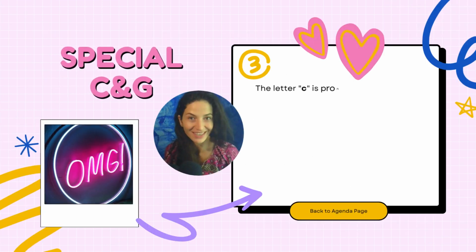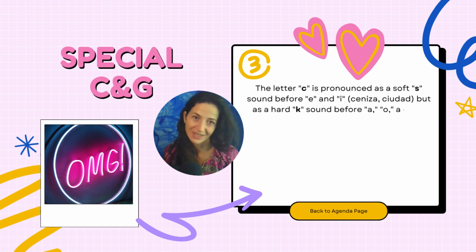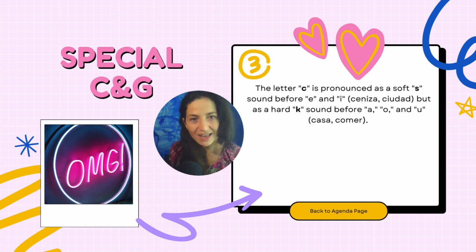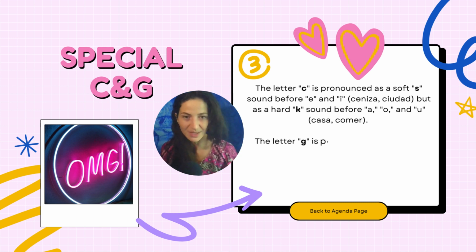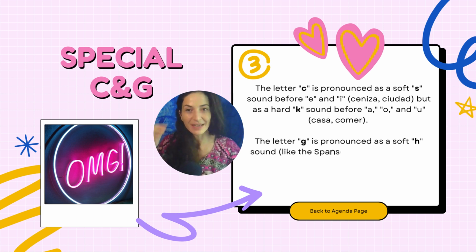Special C and G. OMG, I can't take anymore. Yes, you can take more, don't worry. Special C and G. What's special about C and G? Well, they have two ways we can pronounce them. These are literally the only letters in Spanish that don't behave consistently.